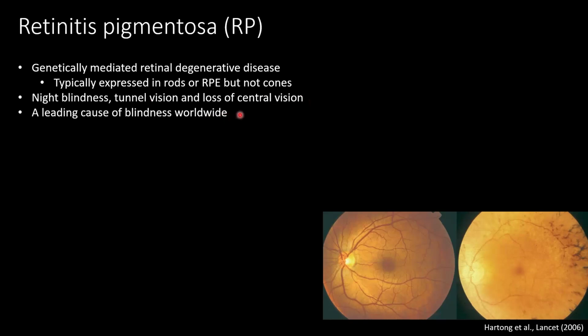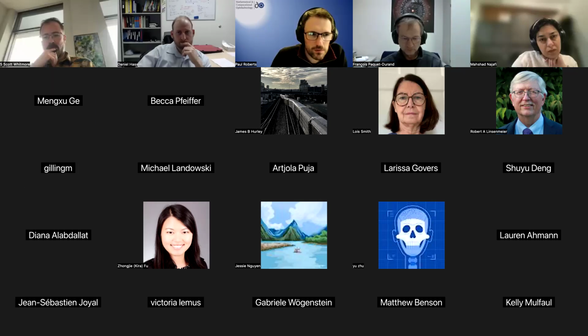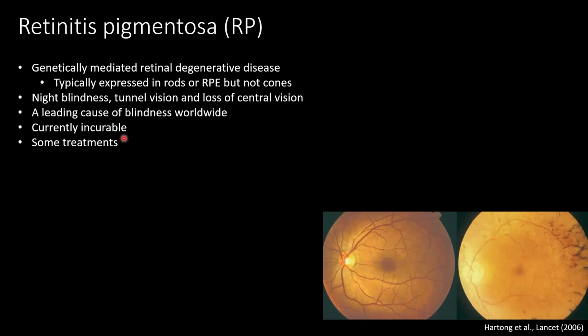It's a leading cause of blindness worldwide, affecting about 1 in 3,500 to 1 in 4,000 people globally, so about 2 million worldwide. It's currently incurable in the sense that you can't prevent a person from going blind with RP or restore the vision if someone has lost it fully. Although there are treatments available to try and slow degeneration, which have limited or varying levels of effect.